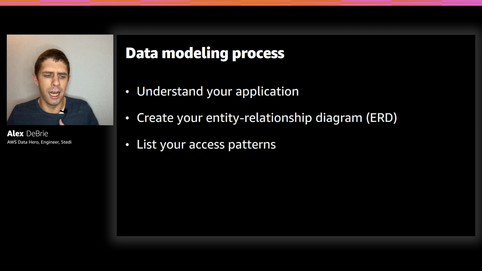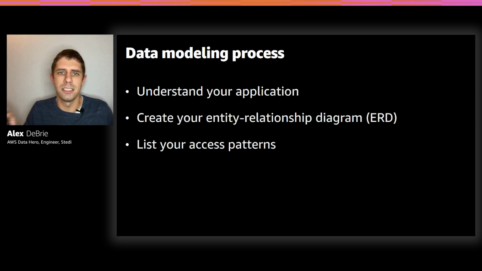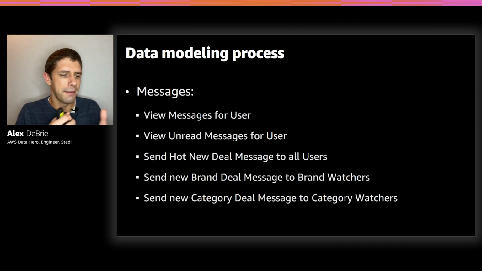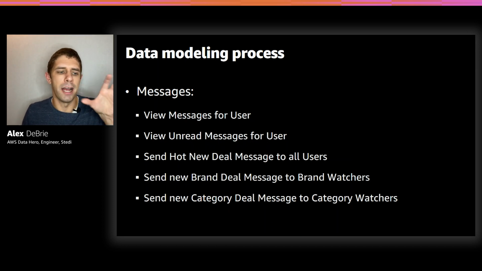And I don't mean list your access patterns in a generic way and think, oh, I have users, oh, I have organizations, I'm going to need to get them and delete them, things like that. But actually write them down, right? You might have something like this. This is an example from the book where I had a messages entity, right? And think about all the different access patterns you have around messages.